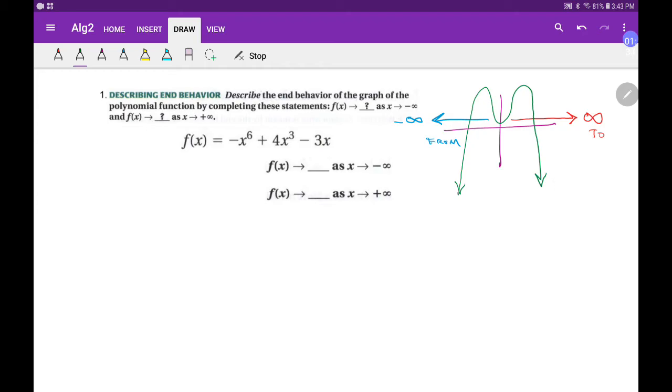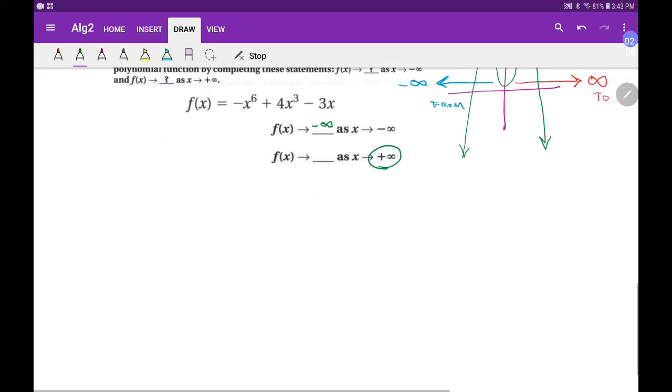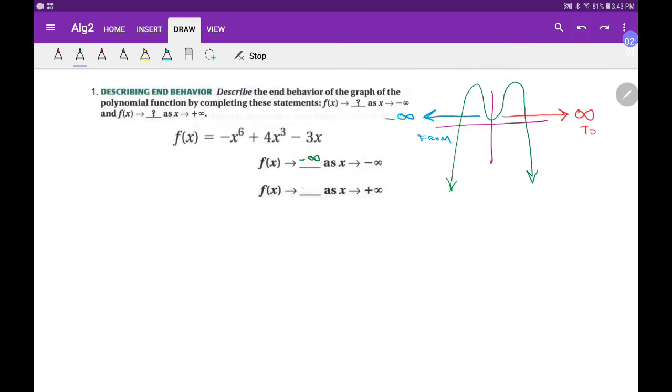So we're going to say, as x approaches, in other words, as it's going out this blue line toward negative infinity, what's happening? Well, it approaches negative infinity as x approaches negative infinity. And as it goes out the red line toward positive infinity here, well, then it's going to do the same thing on this side.